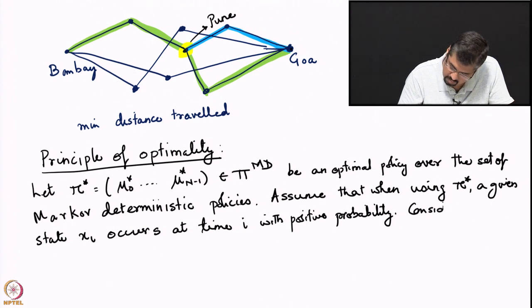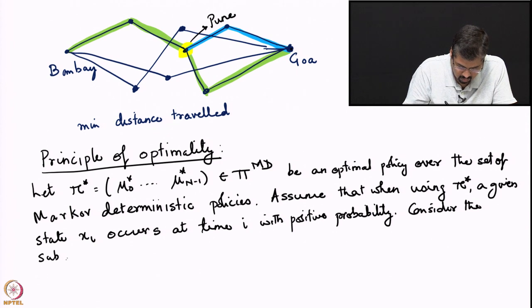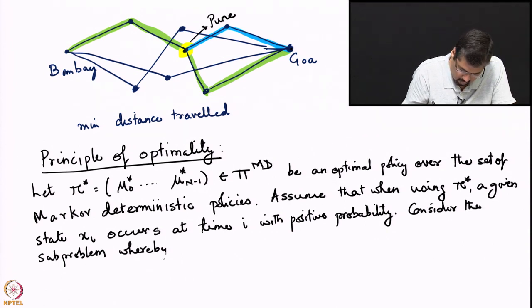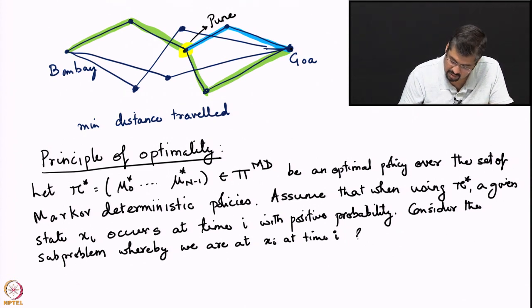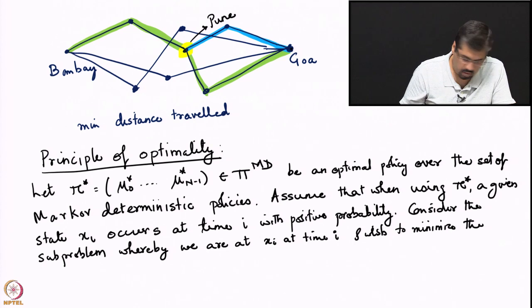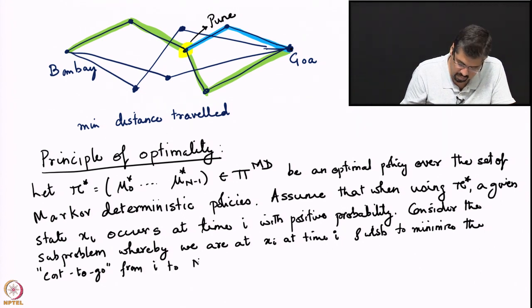Now consider the subproblem whereby we are at xi at time I. So you are at the state xi at time I, okay, and wish to minimize the cost to go from time I to time n. So what is the cost to go?